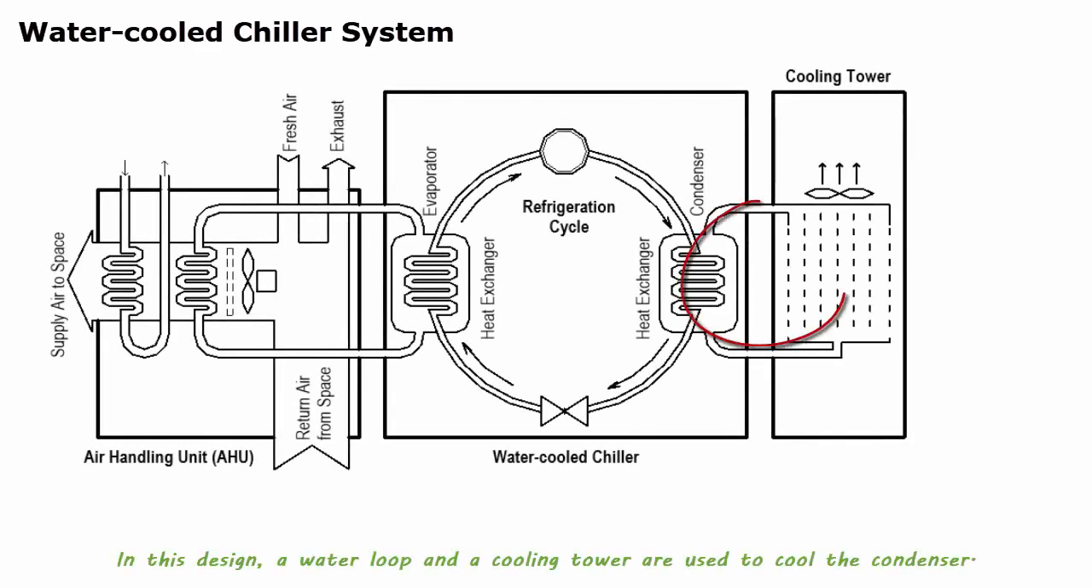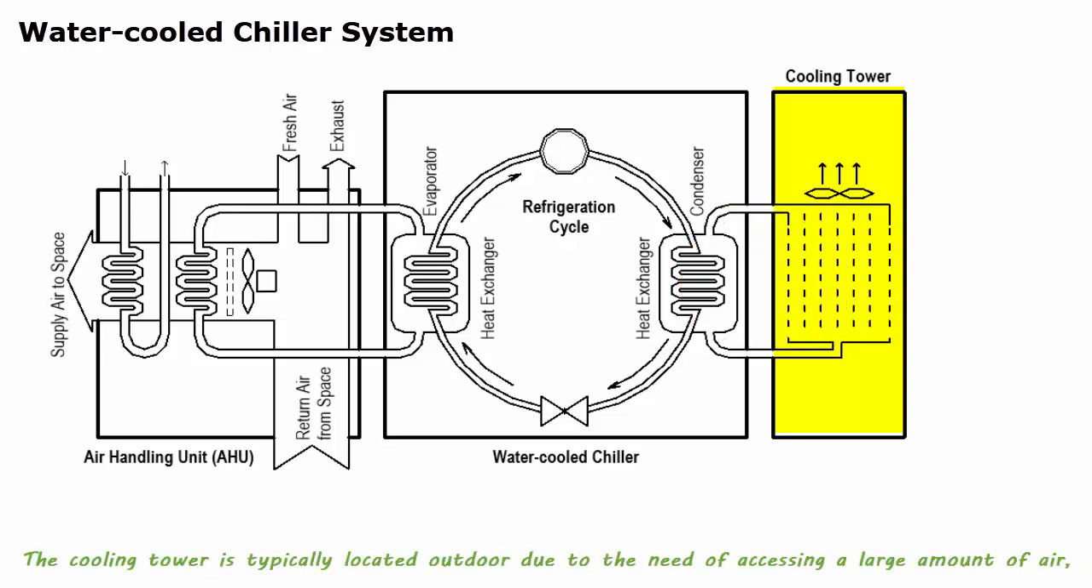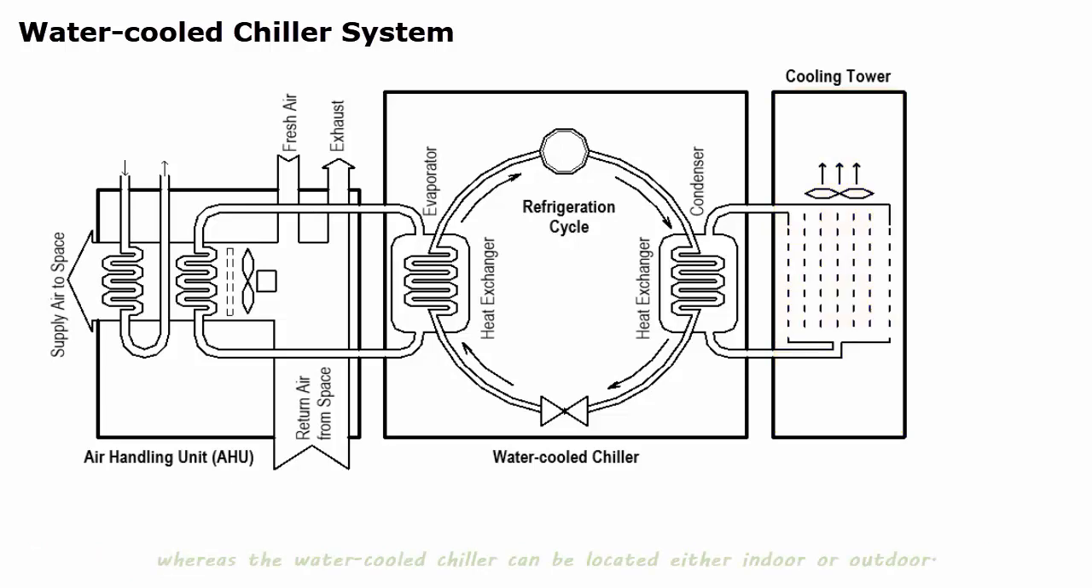In this design, a water loop and a cooling tower are used to cool the condenser. We call this a water-cooled chiller. The cooling tower is a heat exchanger that lowers the temperature of the water that in turn cools the condenser in the chiller. The cooling tower is typically located outside due to the need of accessing a large amount of air, whereas the water-cooled chiller can be located either inside or outside. Water-cooled chiller systems are more efficient than air-cooled ones, but they are more expensive in initial installation.